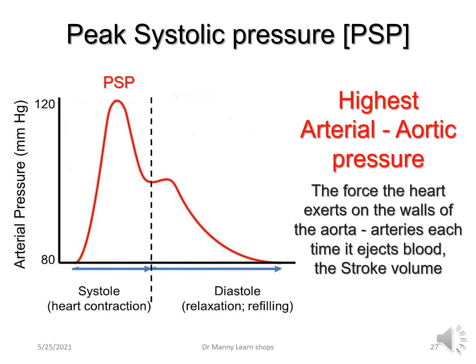Then you've got the peak systolic pressure. Now the peak systolic pressure is the top of the waveform. And this is the highest arterial, really, aortic pressure in the system. And essentially it's the force that the heart has to exert on the walls of the aorta, arteries, each time it ejects blood from itself, the left ventricle. And this is the stroke volume. The stroke volume is the amount of blood that is being ejected with every heartbeat, every contraction.